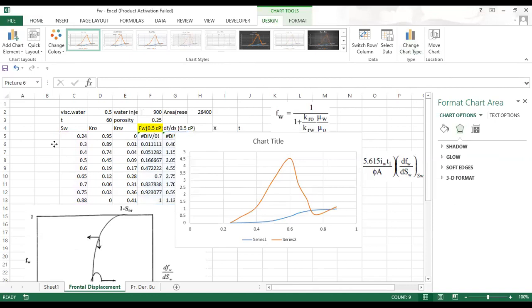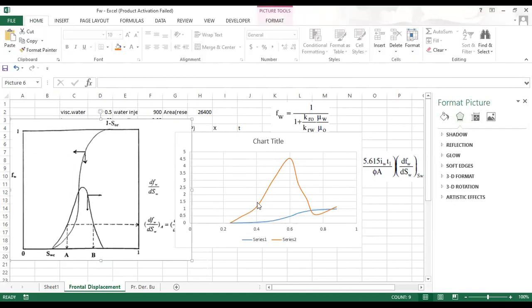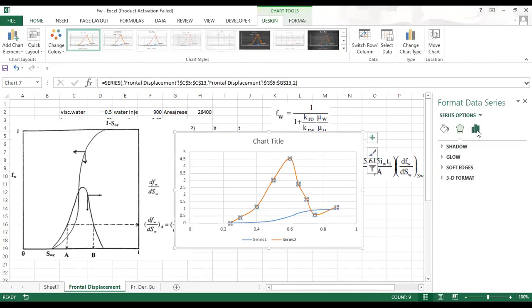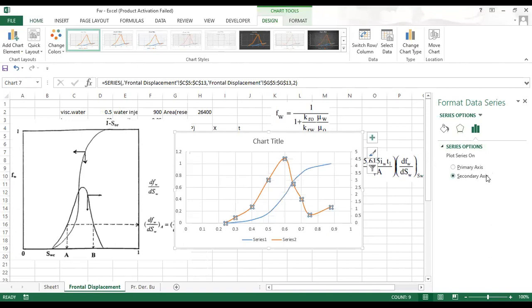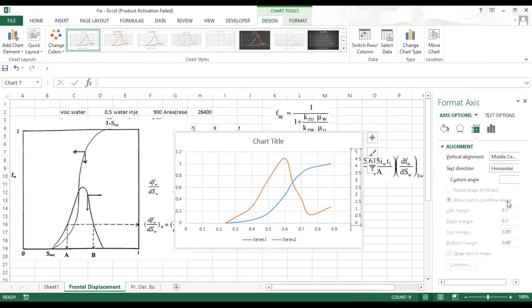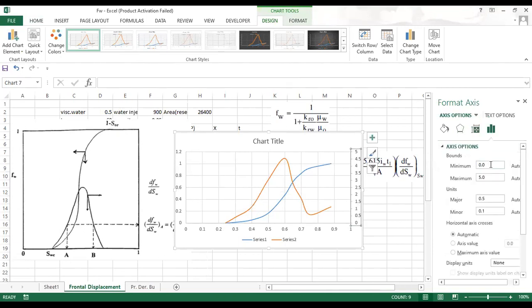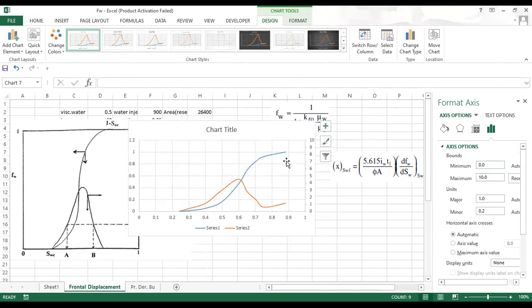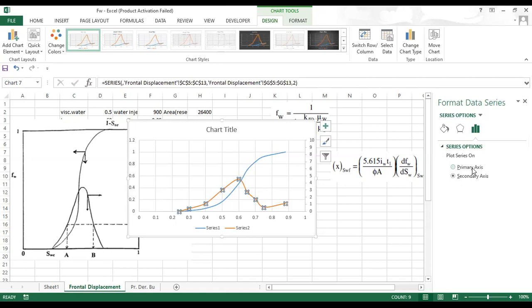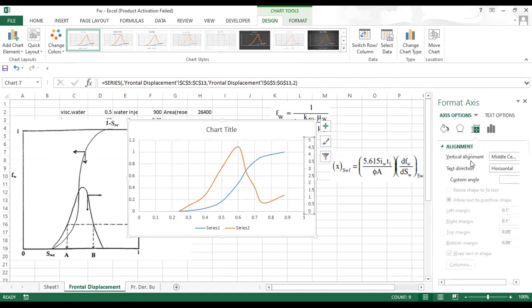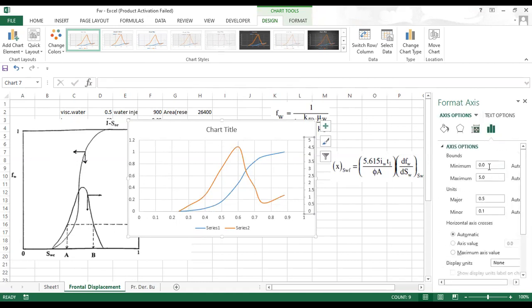So this is how the graph of your FW as well as the derivative graph looks, but the axis is not looking the same. So I'm going to just change the axis to secondary, and adjust the values from 1 to 5, 0 to 5, 0 to 10. So this is how my graph will look, and I will make it primary or secondary, and the axis is 10.